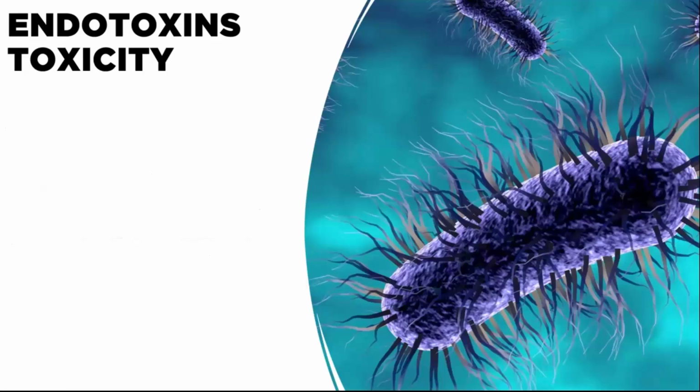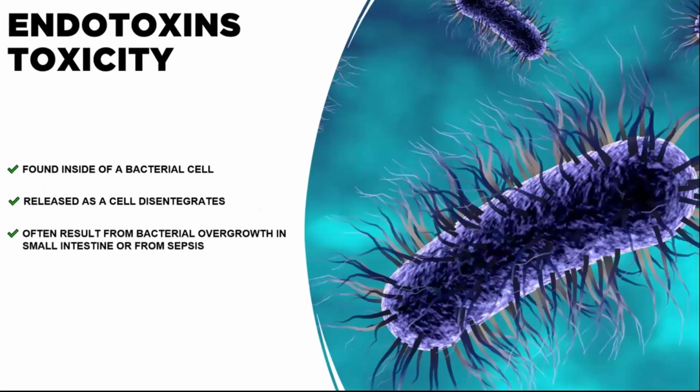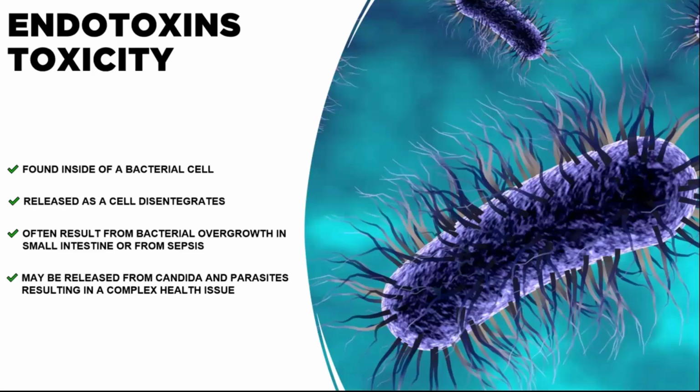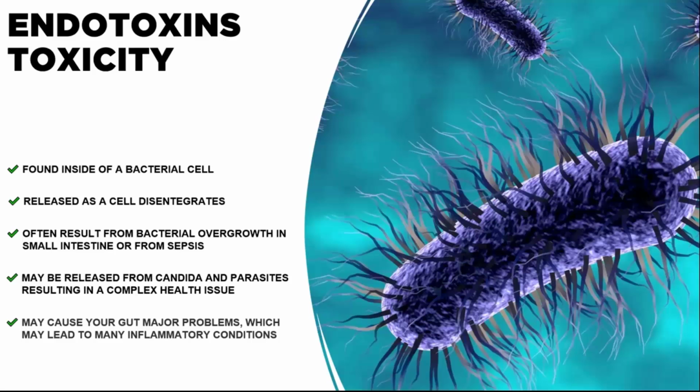Now, the next toxin category is really based on bacterial cells. That's where they're found. They're released as the cell disintegrates, and they often result from bacterial overgrowth in the small intestine or from a condition called sepsis, which is very deadly. They may be released from candida, which is overgrowth of yeast, and parasites, resulting in very complex health issues. And really, they may cause your gut major problems, which may lead to many inflammatory conditions of the gut and, of course, of the whole body.